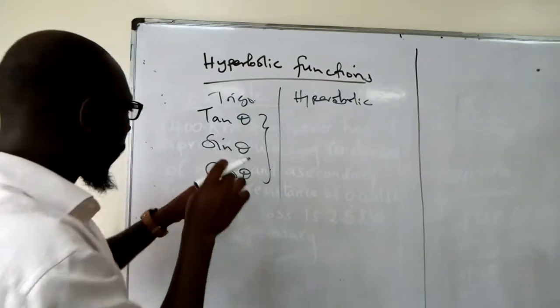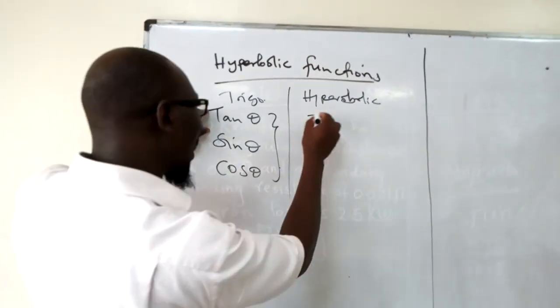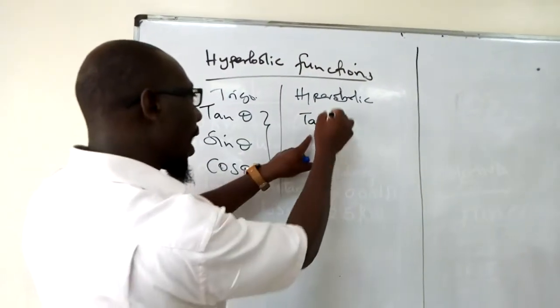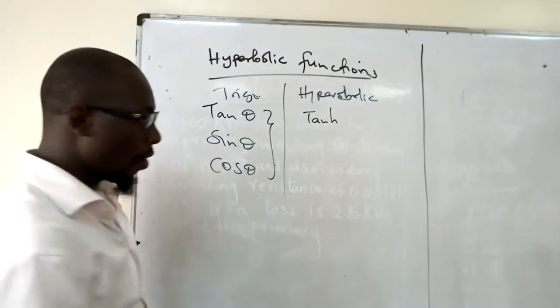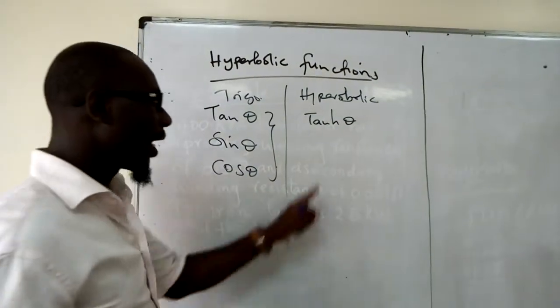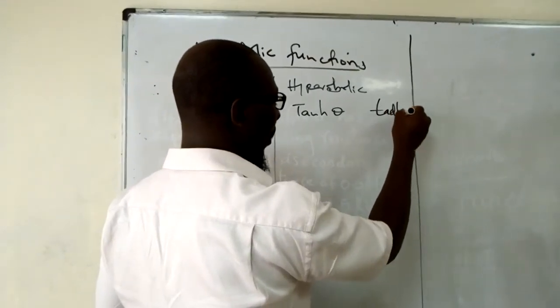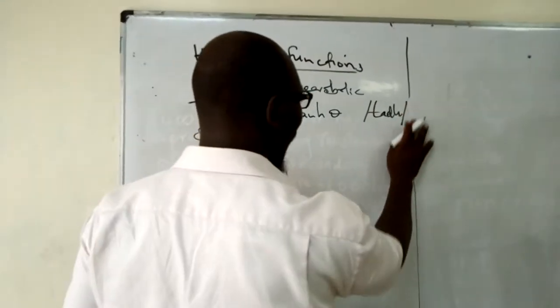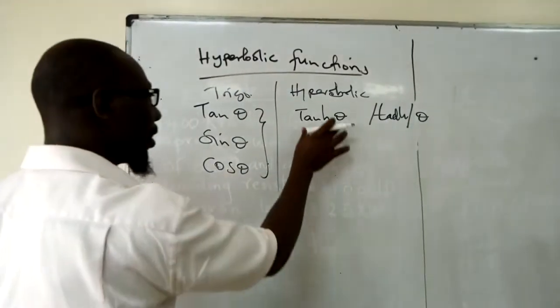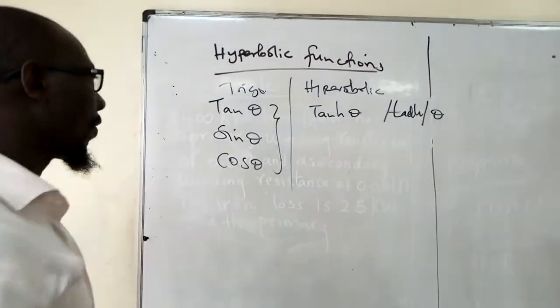So for tan, we call it tan and add hyperbolic of the same angle theta. This one is read as tanh, the sound of that being tanh of the angle theta. So this is the hyperbolic correspondent of tan.